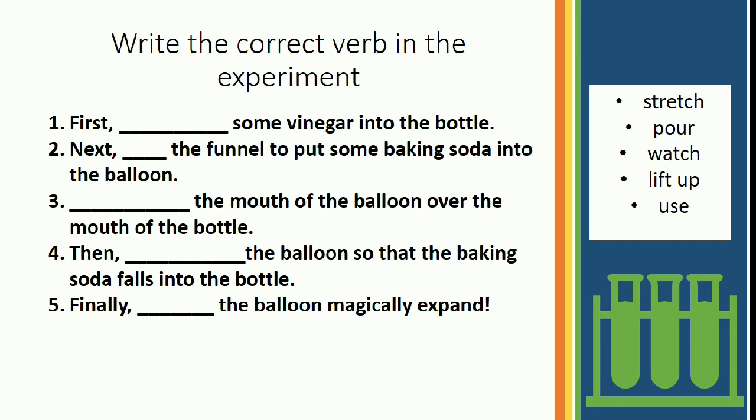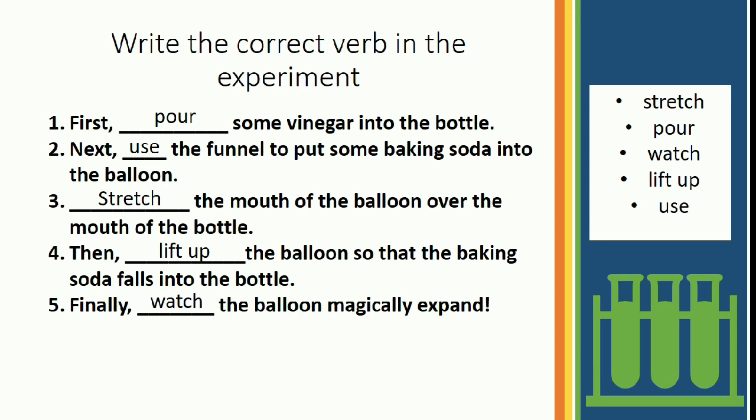Okay, guys, it's time to check if you're correct or incorrect, and then you can correct it, okay? I'm going to read each one of the instructions with the correct verb. 1. First, pour some vinegar into the bottle. 2. Next, use the funnel to put some baking soda into the balloon. 3. Stretch the mouth of the balloon over the mouth of the bottle. 4. Then lift up the balloon so that the baking soda falls into the bottle. And 5. Finally, watch the balloon magically expand.